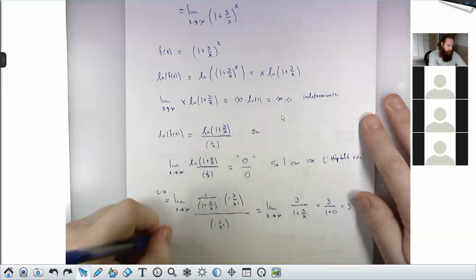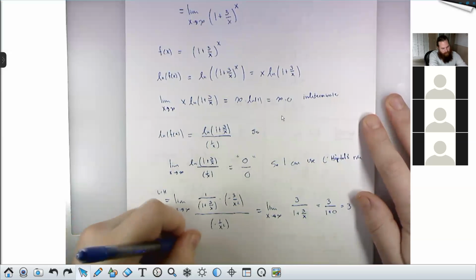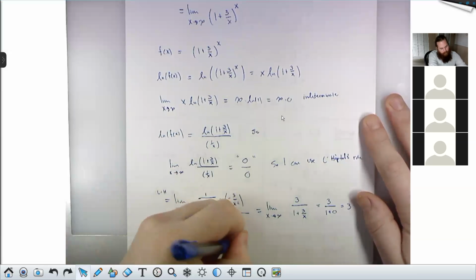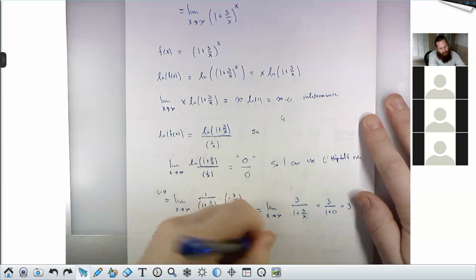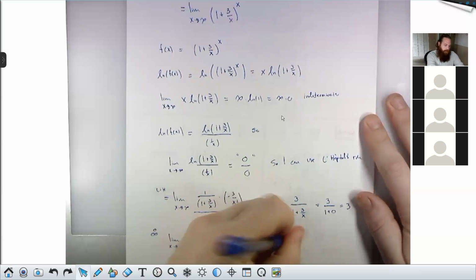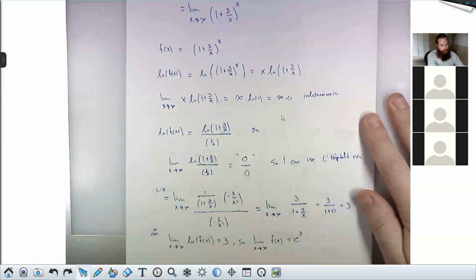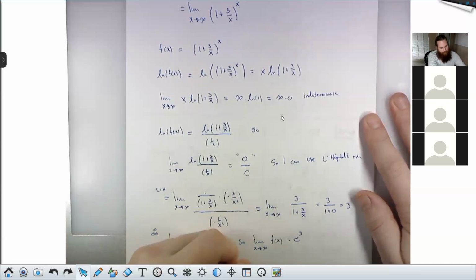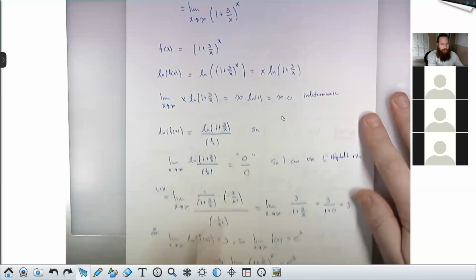Therefore, the limit as x goes to infinity of ln of f of x equals 3. So the limit as x goes to infinity of f of x on its own is e to the 3, which means the limit as n goes to infinity of (1 plus 3 over n) raised to the n is also e cubed.